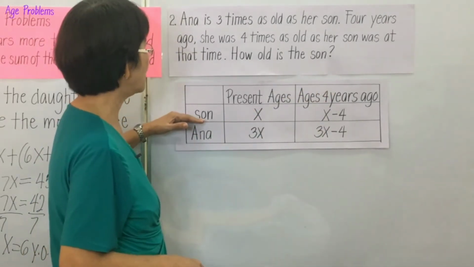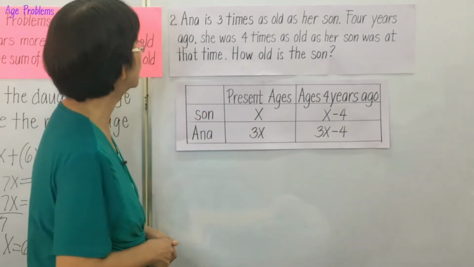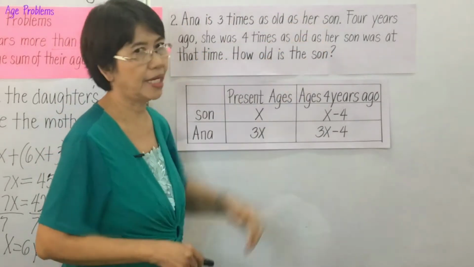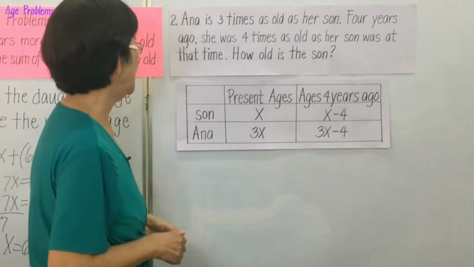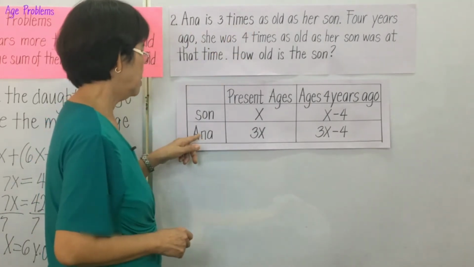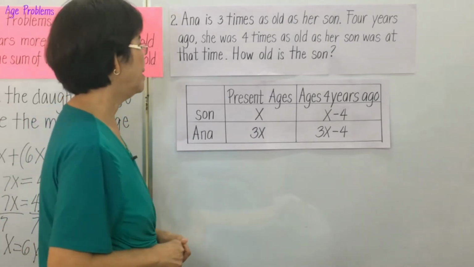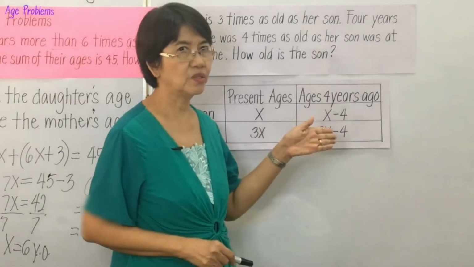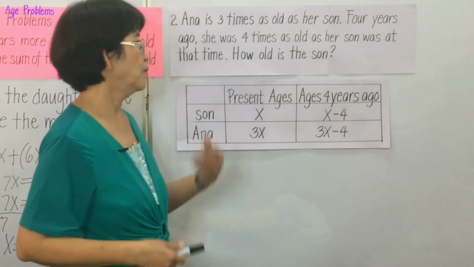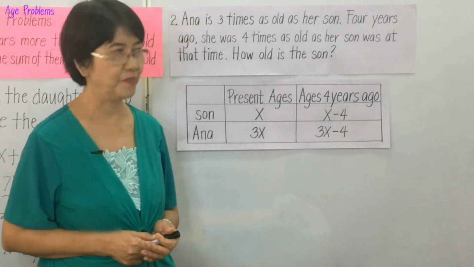The age of the son will be represented by the variable x since Anna's age is being compared to the age of the son. And then Anna is 3 times as old as her son, so we have 3x for the age of Anna. Then the ages 4 years ago, we'll just backtrack 4 years. So we have x minus 4 and 3x minus 4.